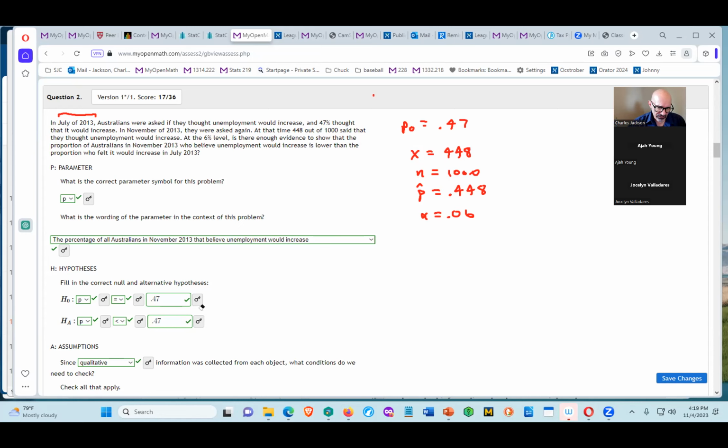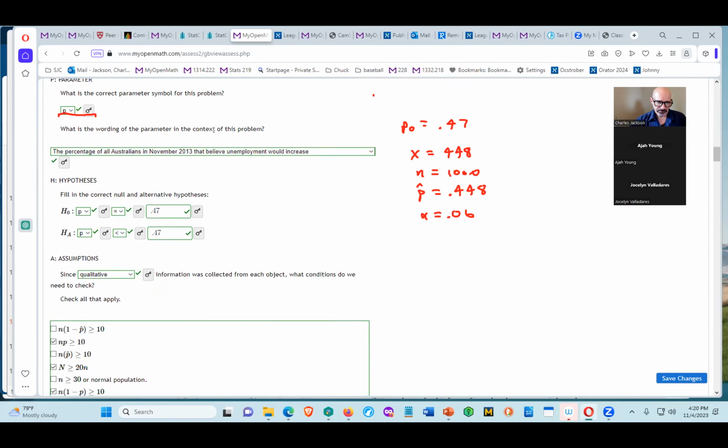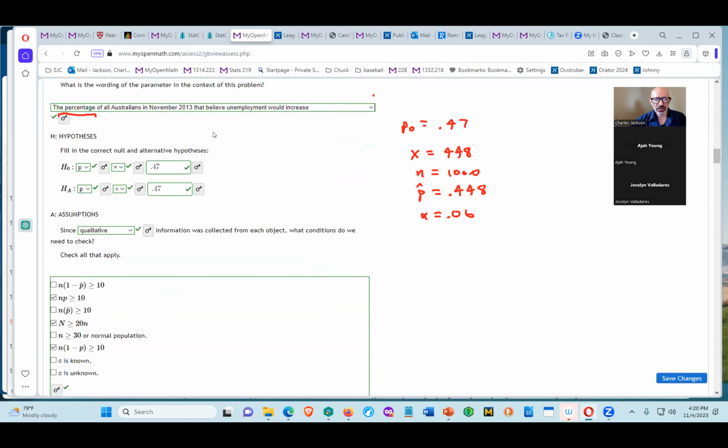Qualitative information is collected from each object. What that means is you either think it or you don't about unemployment. So qualitative instead of quantitative information, which is numbers. Here it's you do or you don't. So that's qualitative.